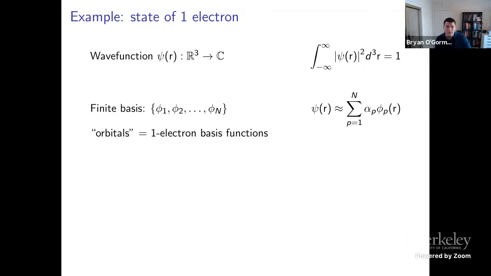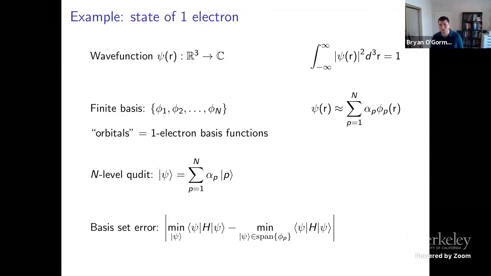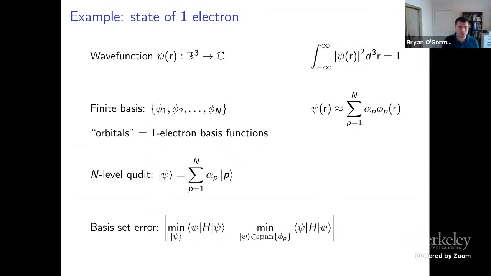And so once we've done that, we're approximating this wave function in real space, but on our computers, it just looks like a qubit, right? We have some n amplitudes that represent our wave function within this single particle basis. Ultimately, we want to choose a good basis. We'll want to choose a set of basis functions that minimize what's called the basis set error, which is the difference in energy between the true ground state energy and the lowest energy of a state within the space spanned by our basis.